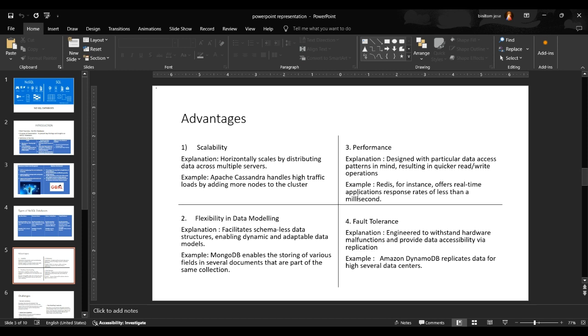And the fourth one is fault tolerance. It helps us withstand hardware malfunctions and provide data accessibility via replication.